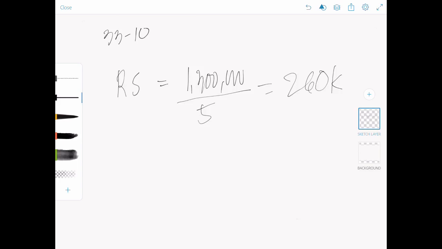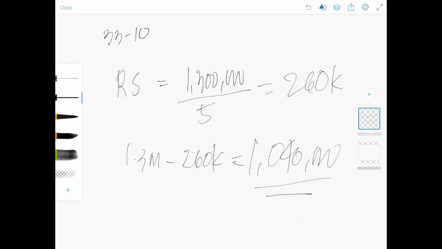This 260,000 is to be deducted from the 1,300,000. So we have 1.3 million minus 260,000. So we get the amount of 1,040,000. So this is our balance of the revaluation surplus on December 31, 2020, after 1 year it has been revalued. So 1,040,000. So the answer is letter B.